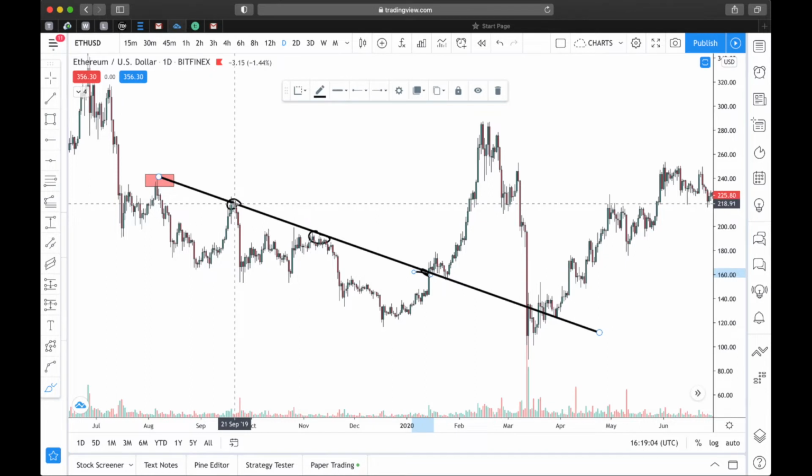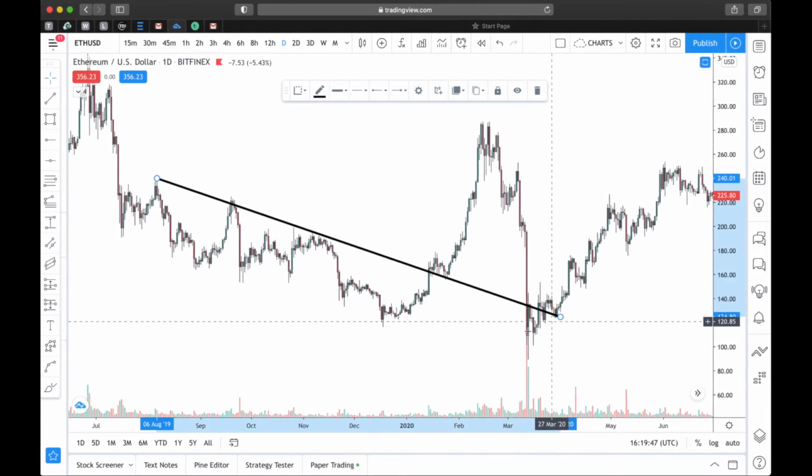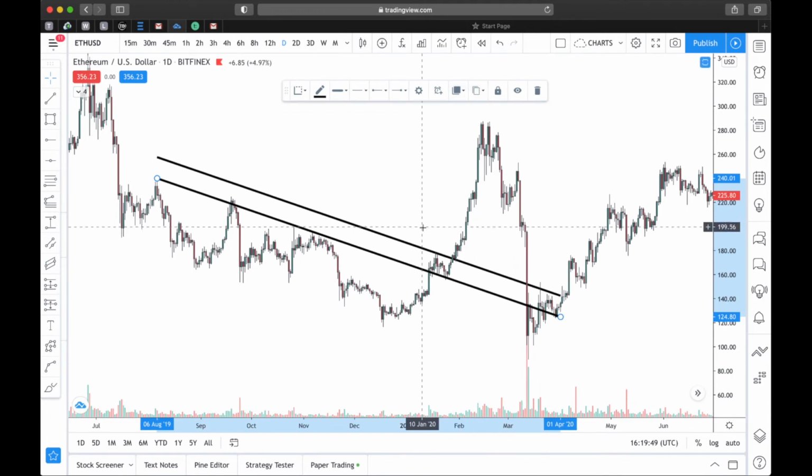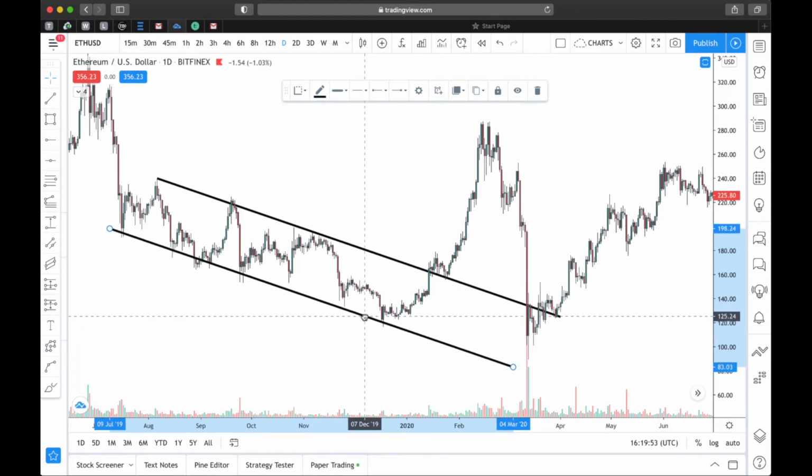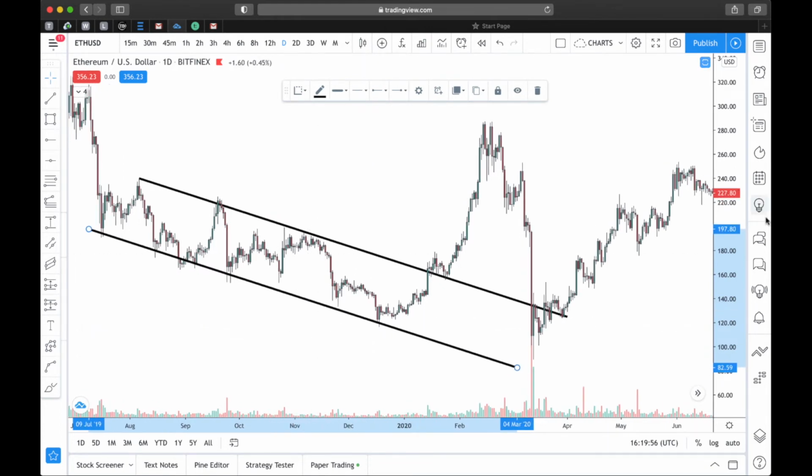So here it was serving as resistance. Here it served as resistance. The time price broke through it, it started serving as support. Right now, when price touched it, it started pushing price up. Note, you can also draw two trend lines on a chart. For example, I can mirror it, clone it, and use it as a support for the lower trend. Do you understand? So I can clone it.